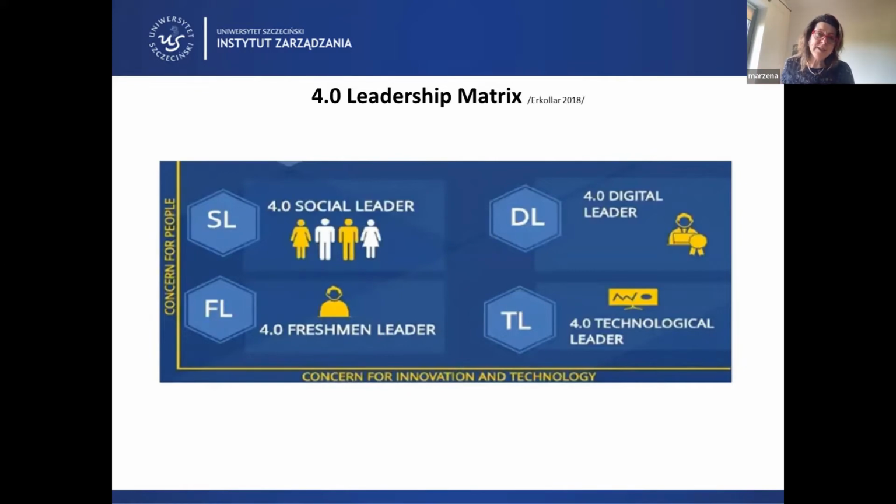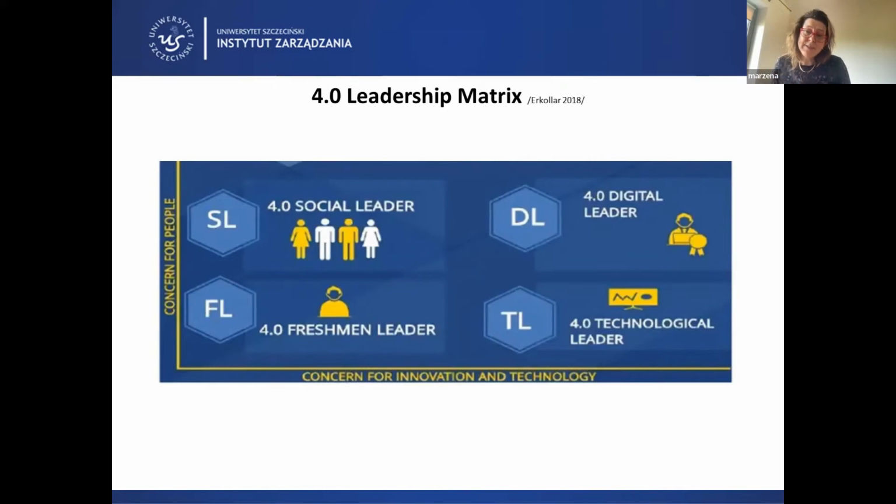Then we have social leaders. These are the people who are more oriented to the people, the atmosphere, the climate. So it's very good, but they have a little bit of fear of pushing people to innovation, to technology, and they are not, how to say, very familiar with new technology. On the other side, we have technological leaders. These are very often engineers. They push others to technology. They want to introduce new, innovative technology.